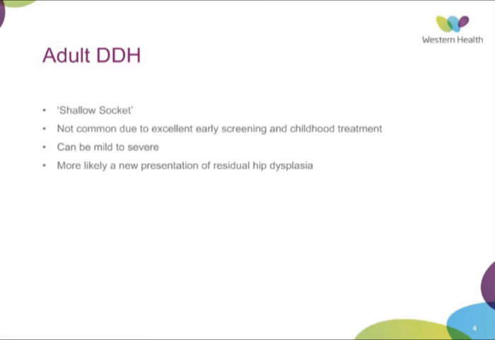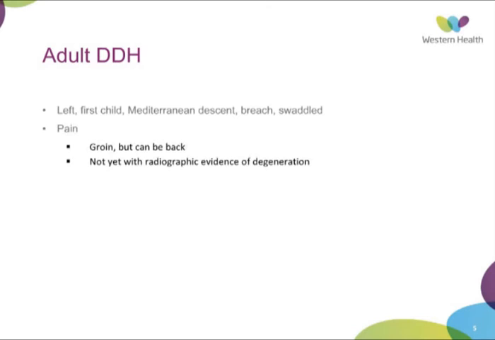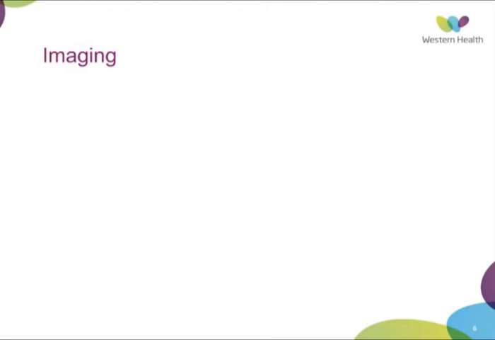And so what we're most likely to see in a young lady with a painful hip is a new presentation of a mild hip dysplasia. It's most likely to be the left hip in the first child of a Mediterranean family that was born breech and swaddled as a child. The pain that they get is normally in the groin, but it can be in the back. It's usually from the third decade, so mid-20s onwards, that these things start to happen as the point loading on the edge of the acetabulum starts to increase. And it might not be present with degenerative changes.